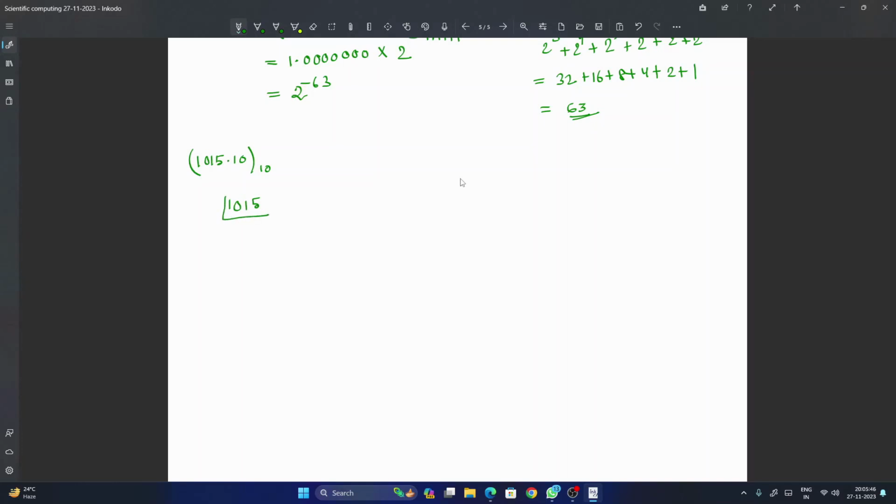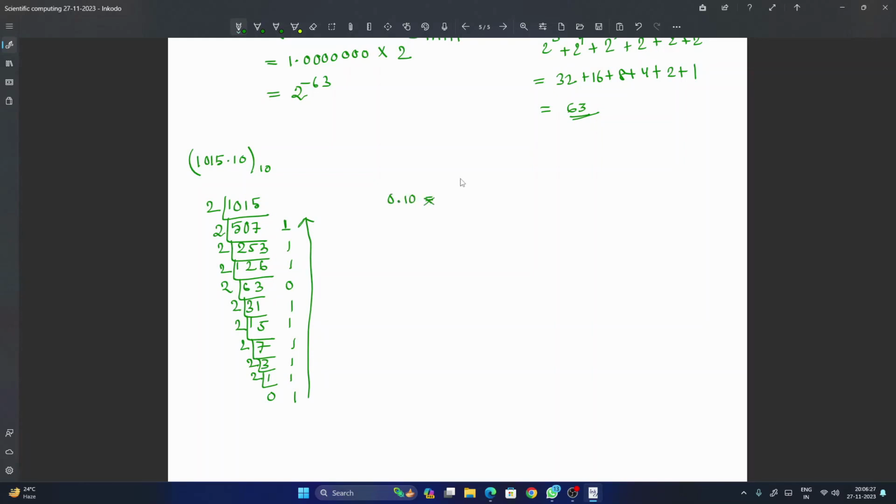So 1015 to binary: 0 1 1 1 0 1. So that is the number, and then the fractional part 0.10.